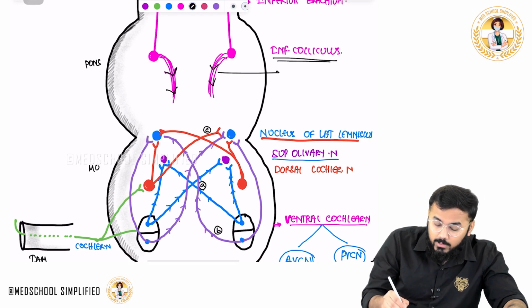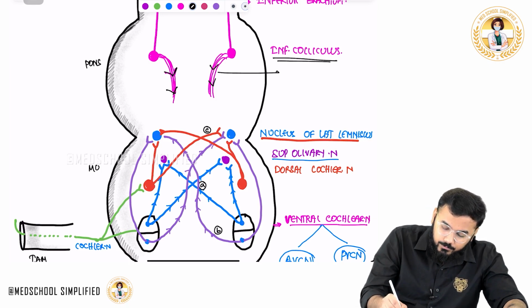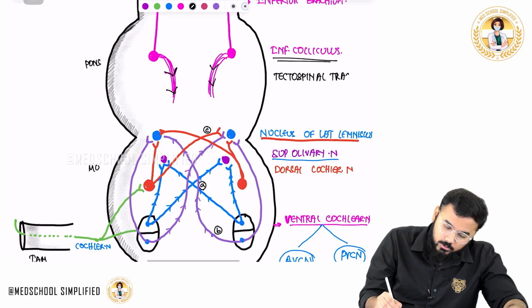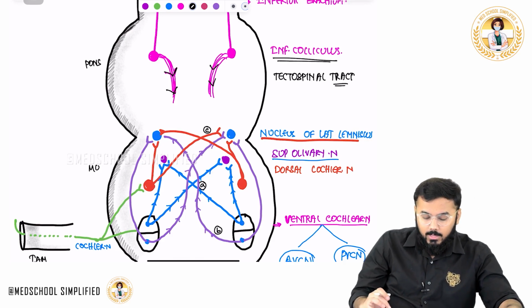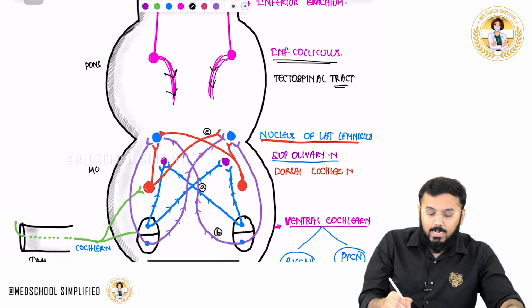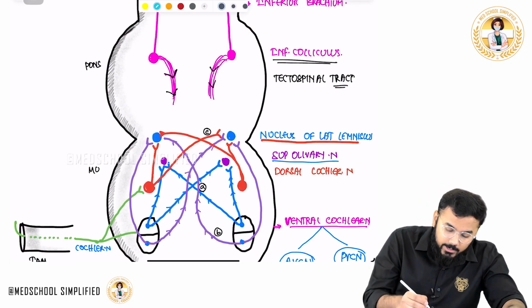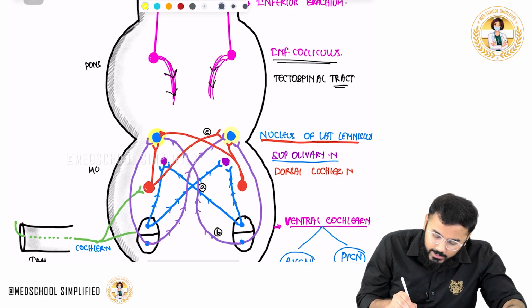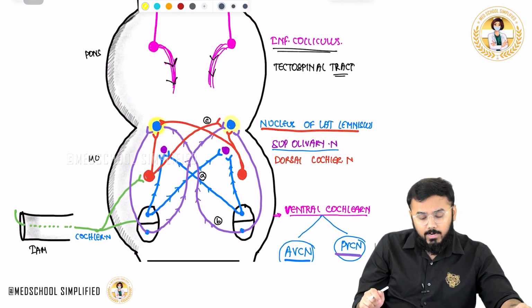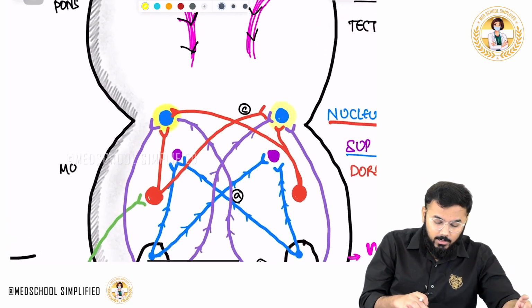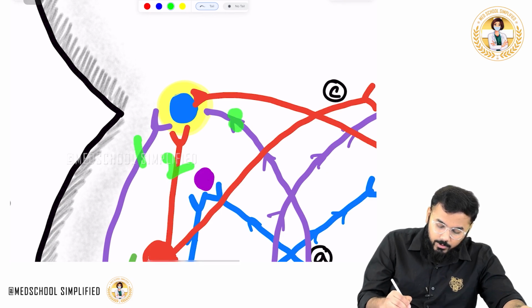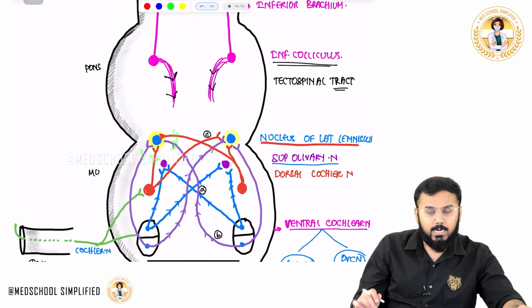So this tract over here is called your tectospinal tract. Okay. Now what is the ultimate nucleus over here? The ultimate nucleus is this one. What is this? This is called the nucleus of lateral lemniscus. You see, to the nucleus of lateral lemniscus, how many fibers are attaching? Just look here. See, fiber number 1, fiber number 2, fiber number 3, fiber number 4. So many fibers are attaching here, right?